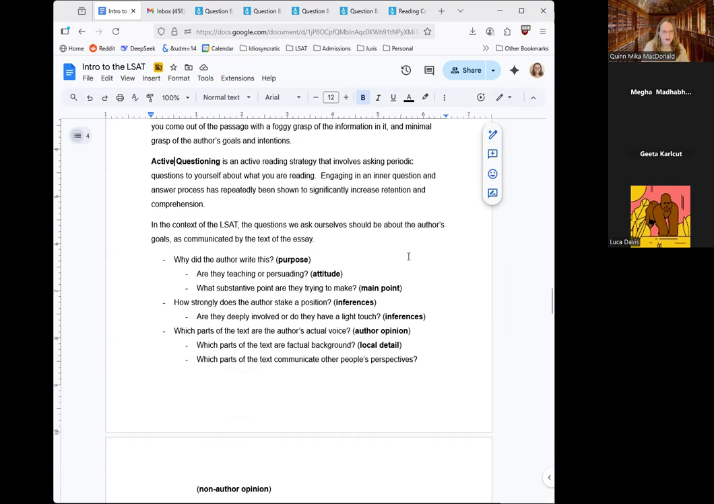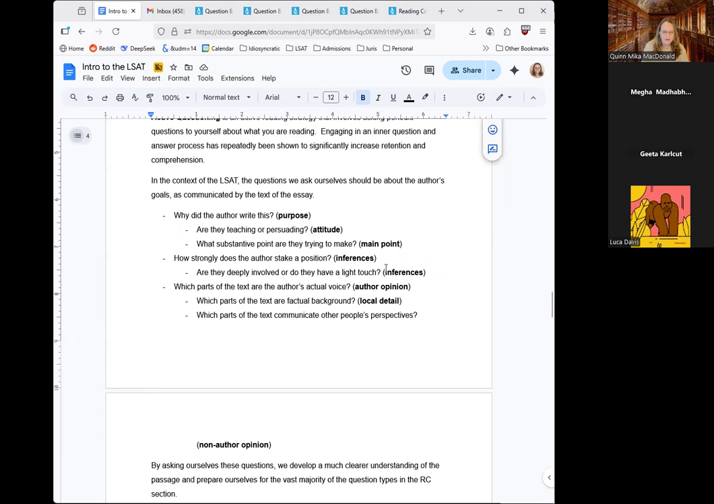So if we think about active questioning in the LSAT context, we really want to be actively questioning the author's goals. So things like, why did the author write this? I.e., what is the purpose of this? Are they approaching it from a teaching or persuading perspective? That tells us a lot about attitude.